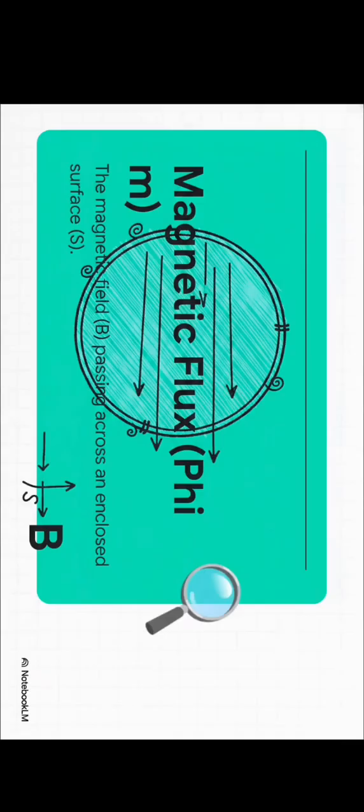Moving right along to Section 3, decoding magnetic flux, the phi sub m factor. So, magnetic flux. It's represented by the Greek letter phi with a little subscript m, and it's simply the amount of magnetic field, capital B, passing across an enclosed surface, capital S. Picture a wire loop, kind of like a hula hoop, and imagine the magnetic field lines are wind blowing right through it. The flux is just measuring how much of that magnetic wind is passing through your hoop.